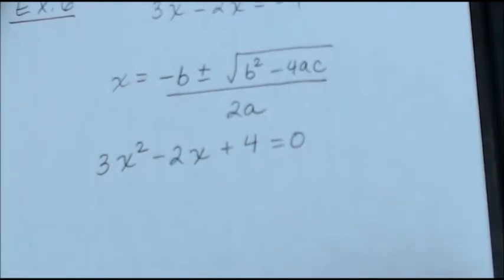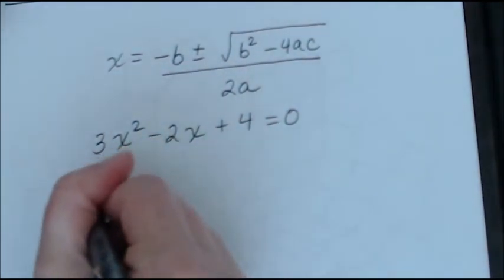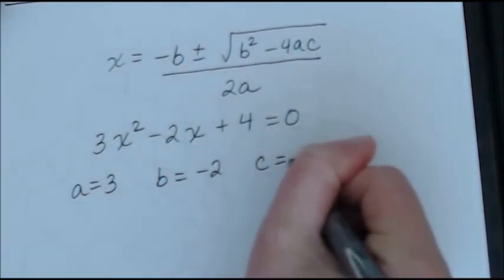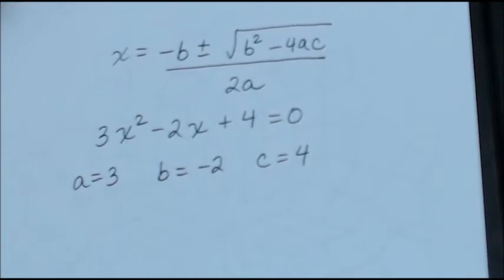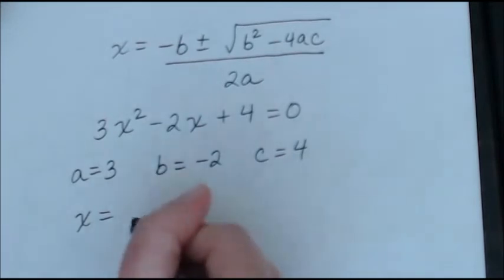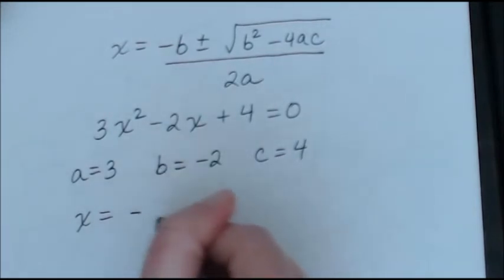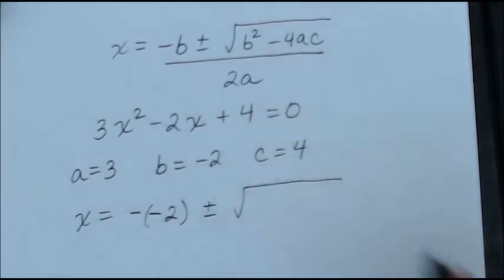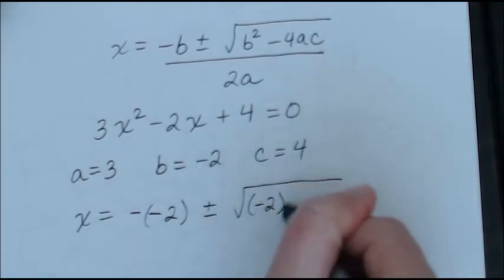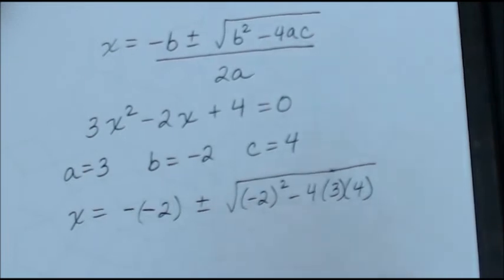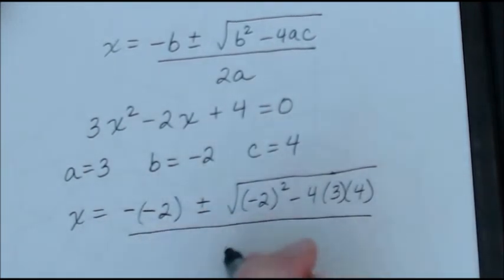So let's identify what a, b, and c are before we use the formula. So a is 3, b is negative 2, and c is 4. And you have to make sure it's equal to 0 before you identify a, b, and c. So let's go ahead and put everything together. We have negative b, which is the negative of negative 2, plus or minus the square root of negative 2 squared minus 4 times 3 times 4. So that's 4ac, all over 2a.